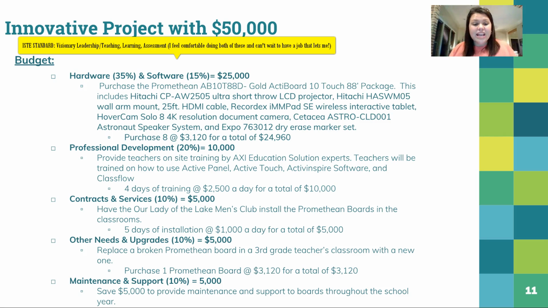Other needs and upgrades: we do have a broken Promethean board in a 3rd grade teacher's classroom at our school. So I would purchase a new Promethean board for that teacher for a total of $3,120. And the last thing that I would provide in my budget is maintenance and support, which would be 10%, which is $5,000, and save that $5,000 for any maintenance and support that would be needed throughout the school year to fix these boards in case something were to occur.